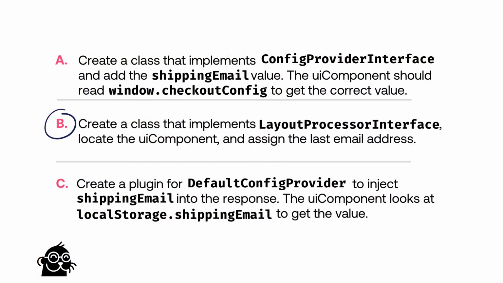C, though, is less than ideal because you're not going to be looking at local storage. It's just not going to happen. So checkout config does not map in any way into local storage. So at the end of the day, we are left with B as the right answer for this.